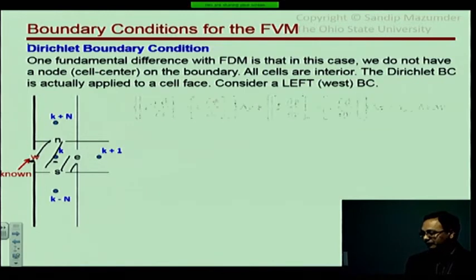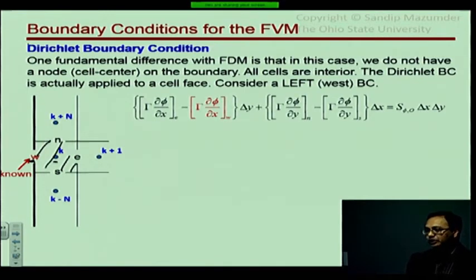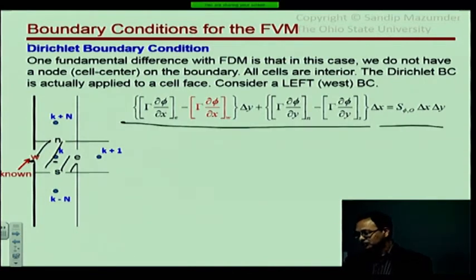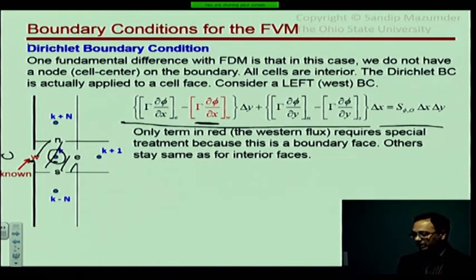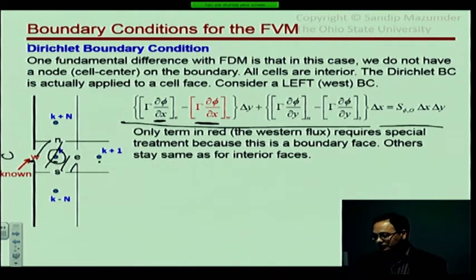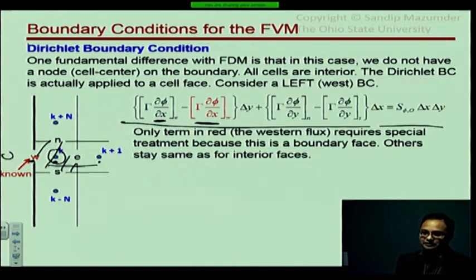So if I integrate my governing equation, I still have this same equation. Nothing has changed, as I mentioned. The only difference is that the way we approximate the western face flux is going to be different, because I can't use this minus that divided by delta x anymore, because I don't have a cell center to the west of that boundary. For example, for this face, I'm going to use this minus that divided by delta x. I can't do the same for the western face. So that's the only difference. All other terms I can still do.